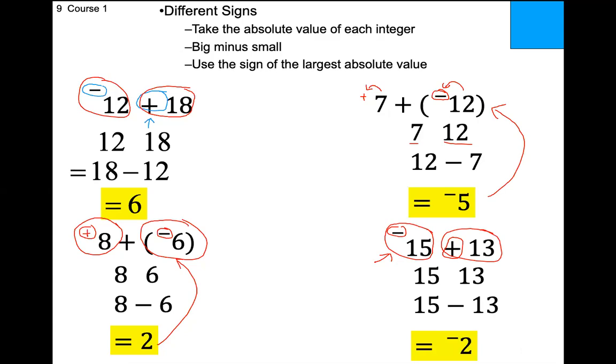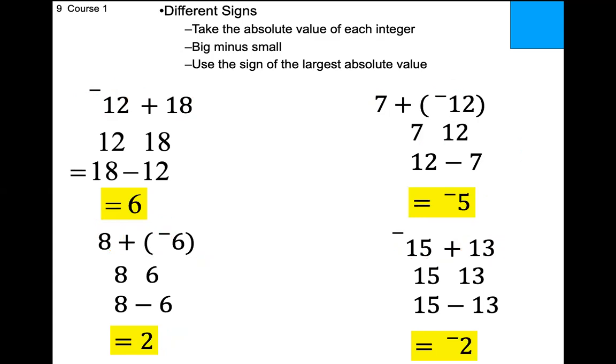I think what typically happens with a lot of kids is after you do this for a while, you kind of internalize these rules. Some people will explain it slightly differently, right? They'll personalize it to how their own brain works. But you now know both rules. You know the rule for addition of same signs, and you also know the rule for different signs.